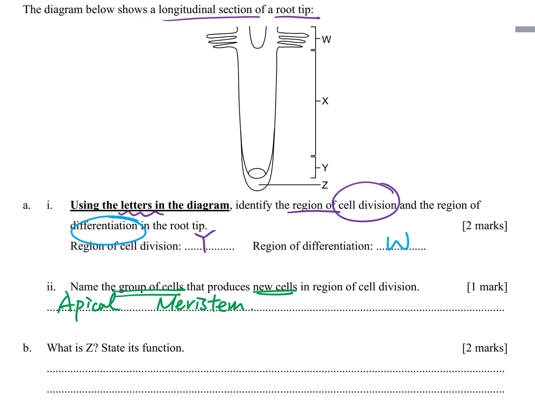Last question, what is that? At the very bottom of the root tip, it is actually a layer of dead cells. And this layer, we call the root cap. The function of it is to protect the root tip, where you can find the apical meristem.